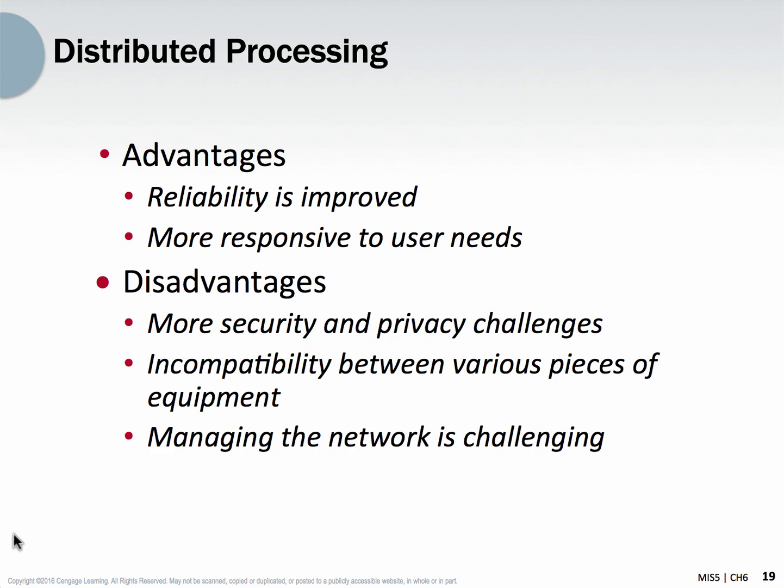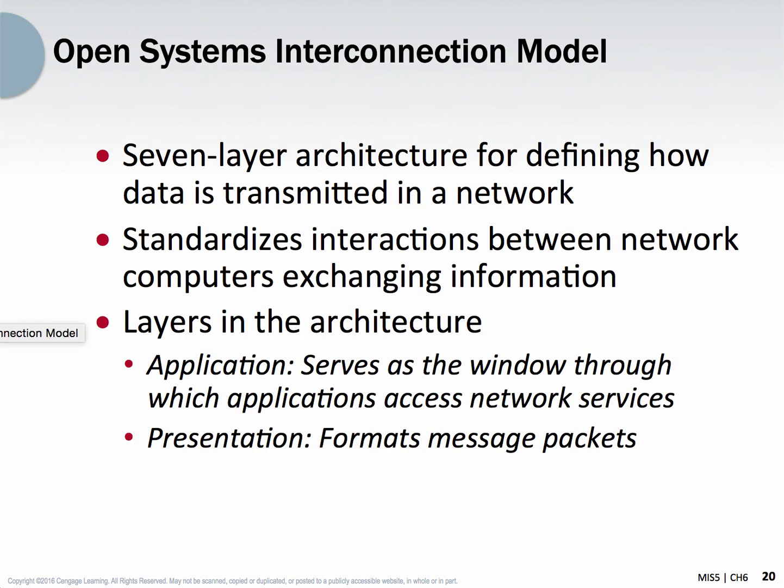Okay, let's talk about network architecture. We're going to look at a 7-layer architecture for defining how network data is transmitted. And we're going to look at the different layers in the architecture. Since I think we'll see a chart of this, we'll just talk about them briefly here, and then you can look at them in more detail in the book.